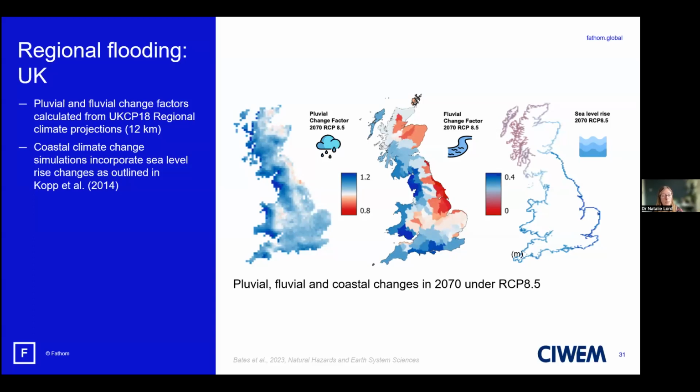If we look at the right-hand plot, we can see the coastal climate change simulation change factors, which were calculated using sea level rise changes published by Kopp et al. And as you can see, and you might expect, sea level rises everywhere, but by different degrees, with larger increases along the southeast coast of England and then smaller increases along the northwest coast of Scotland, which is a result of isostatic adjustment of the land in this area following the ending of the last ice age.